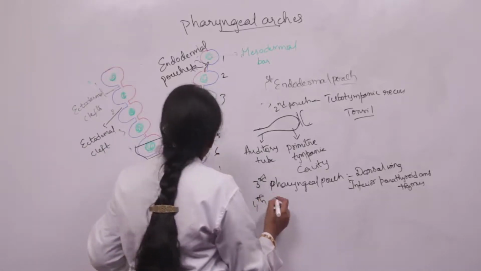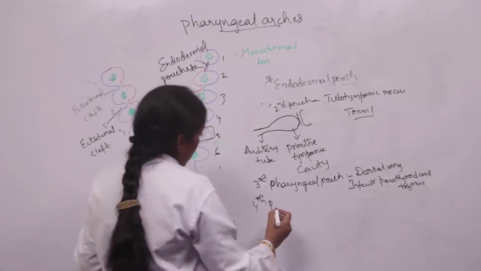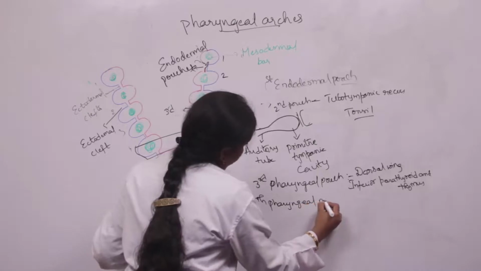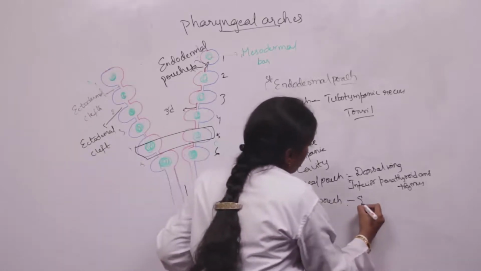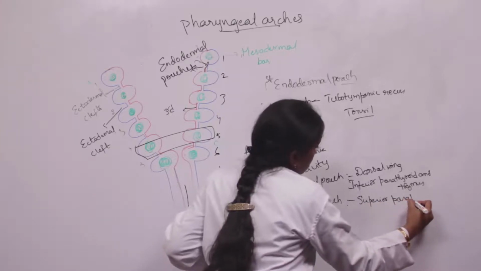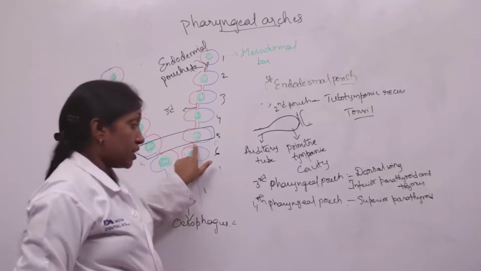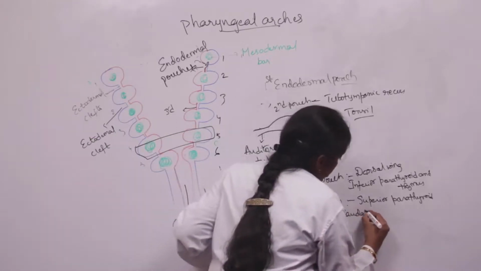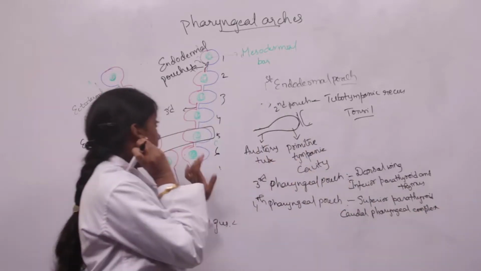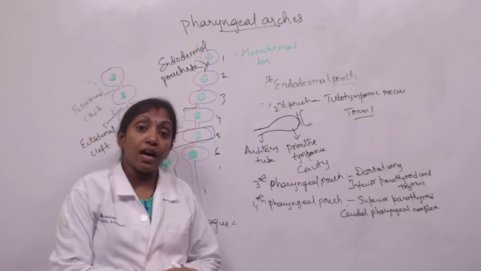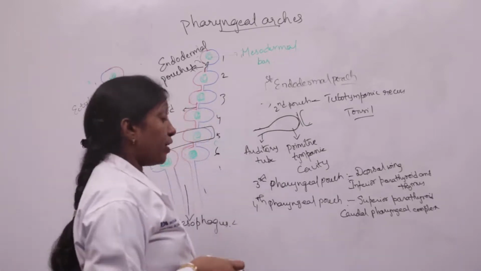And coming to the fourth pharyngeal pouch. We know that the fifth one disappears. So coming to the fourth pharyngeal pouch, it gives rise to superior parathyroids, and also the fourth pharyngeal pouch together with the fifth pharyngeal pouch sometimes forms a complex called the caudal pharyngeal complex, and this caudal pharyngeal complex helps in the development of the thymus as well as the thyroid gland.